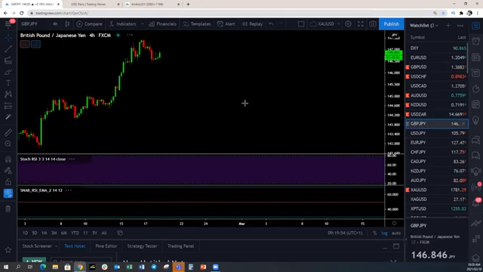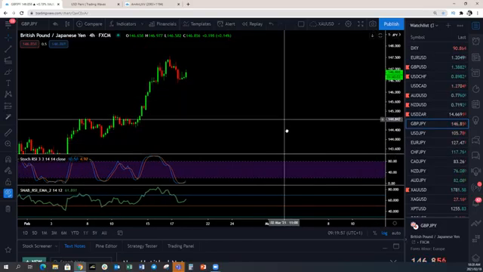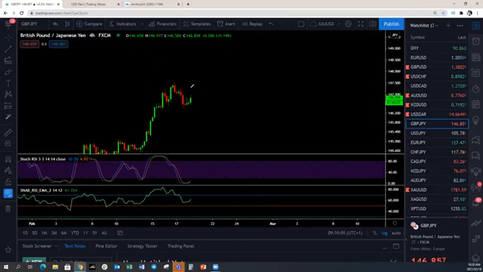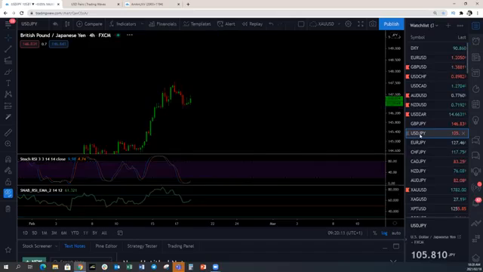Pound yen, another continuation pattern. No sign of reversal yet on this one. Here's another setup similar to what we discussed on pound US dollar. There's another setup for upside. The close above this means we're going to see further upside on pound yen.